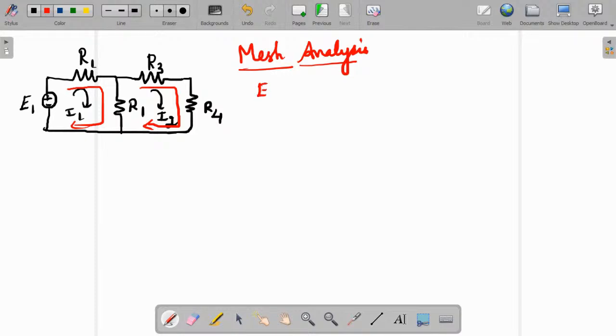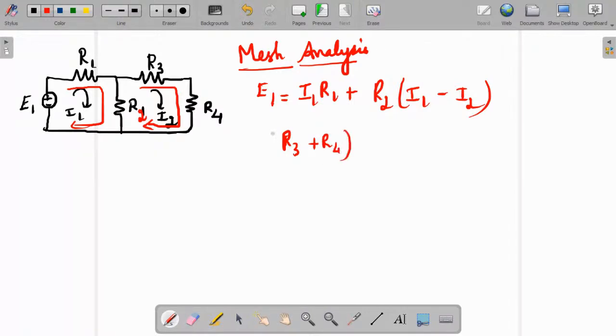So my E1 is equal to: through resistance R1 only I1 flows, so I1 R1, whereas in resistor R2 both I1 as well as I2 will flow. So when we write considering the first mesh, R2 resistance into I1 minus I2. When writing the second mesh, R3 and R4 are in series. So R3 plus R4 into I2.